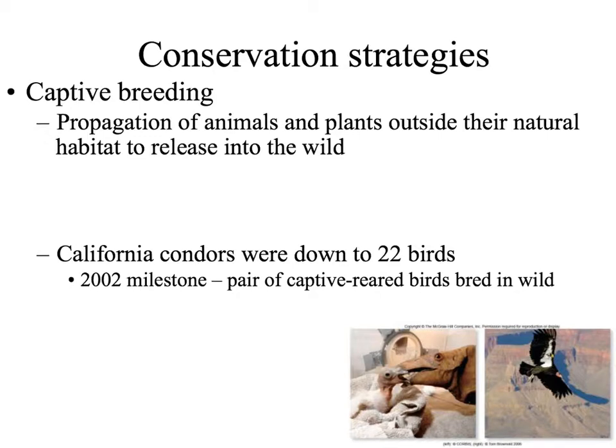One successful story of captive breeding programs is with the California condor. These animals were down to 22 birds in the wild. These birds were brought into captivity in zoos and bred until their numbers began to increase. In 2002, we reached a milestone where a captive-reared set of birds were released into the wild. This population is still low, but the species is in recovery.